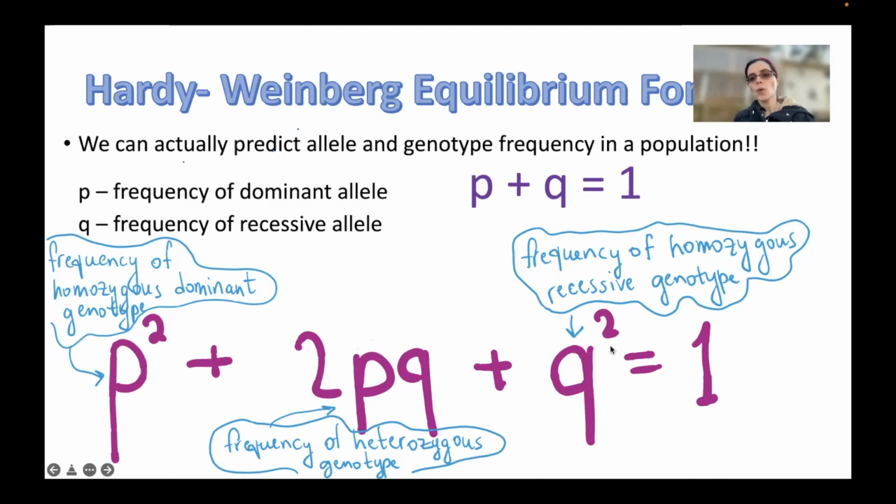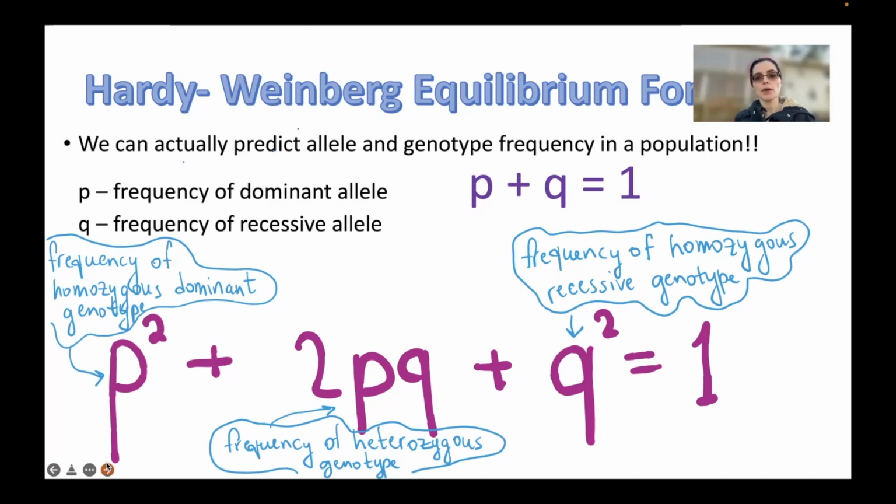And then Q squared is the frequency of the homozygous recessive genotype, and the frequencies of those genotypes have to add up to 1. If you want to solve Hardy-Weinberg equilibrium problems, it's really, really important that you know those two formulas and that you know what each term stands for.